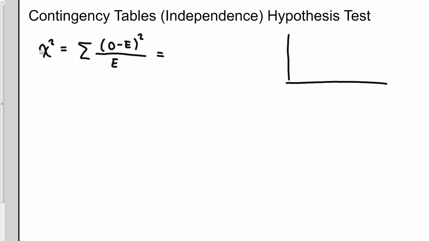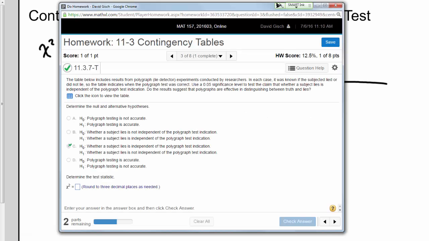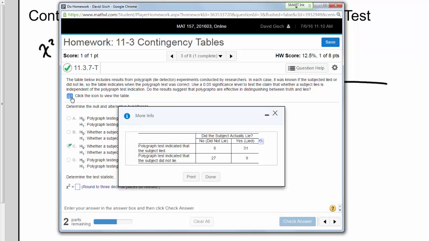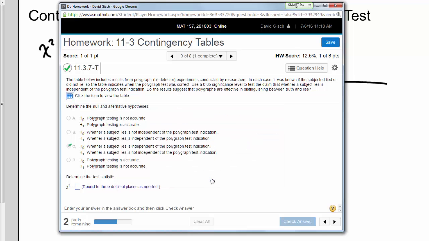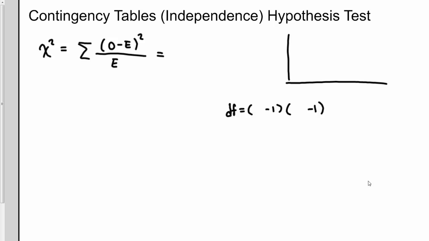I want to get a critical value though. Degrees of freedom is the number of rows minus 1 times the number of columns minus 1. So if we go back to the problem, we haven't even looked at the data yet, but here's the data. There are 2 rows and 2 columns, so that ends up being 1 times 1, which is 1. So there is 1 degree of freedom here.